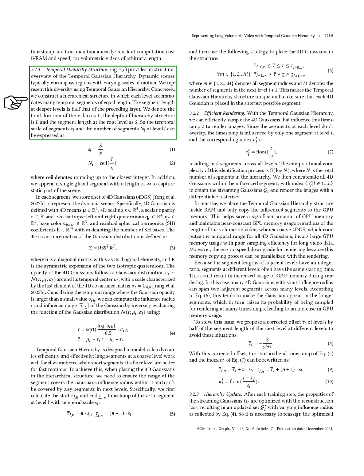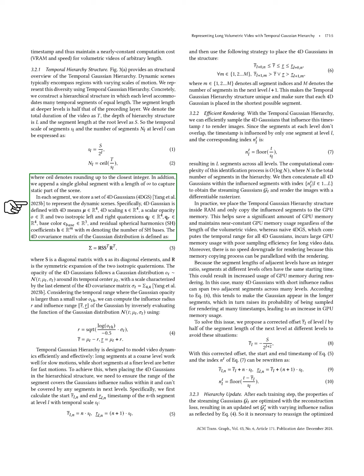We create a hierarchical structure where each level contains multiple segments of equal length, with the segment length halving at each deeper level. For example, if the total video duration is 10 units, the hierarchy depth is 1 unit, and the root segment length is 2 units. We also include a global segment to capture static parts of the scene. Within each segment, we store sets of 4D Gaussians to represent dynamic scenes.